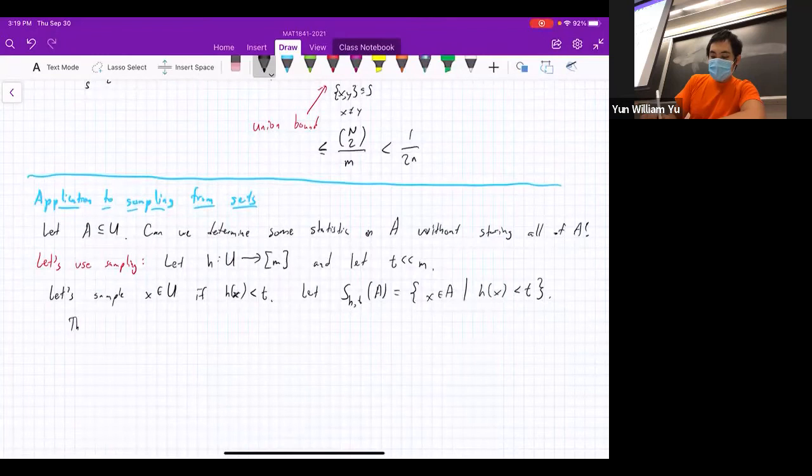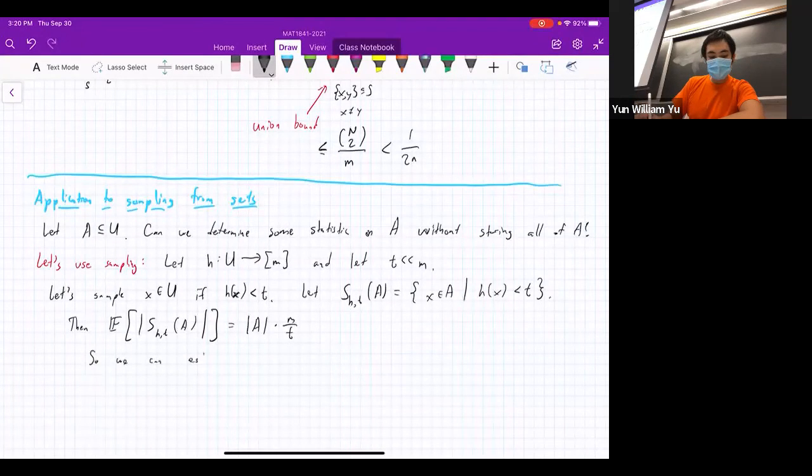So then, I claim the expectation of the size of S sub h,t of A, the number of items in the set, is equal to the size of A times t over m. So we can estimate A. Does that all make sense? Does anyone see a problem with what I just did?